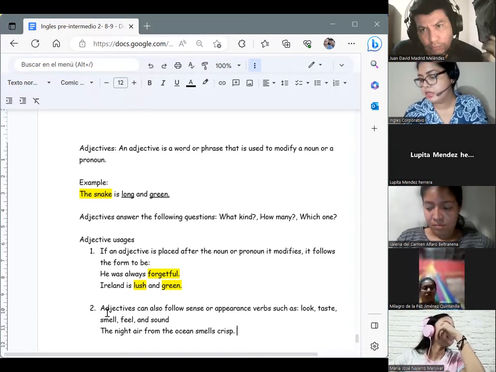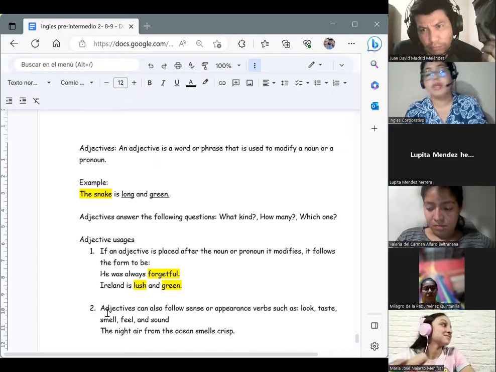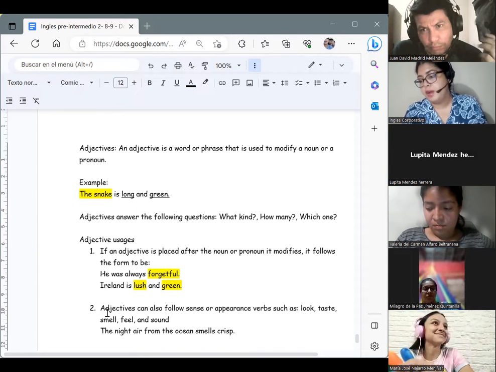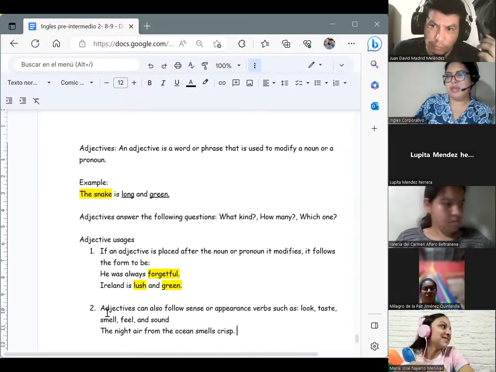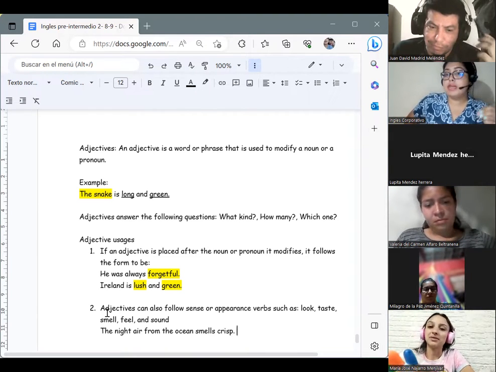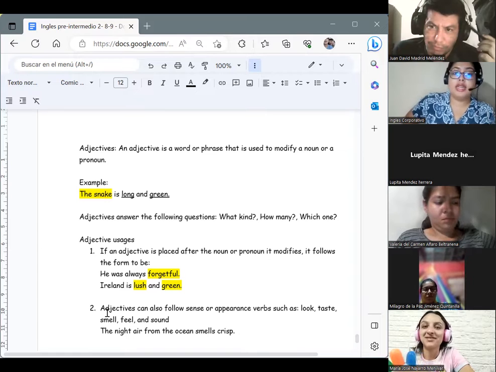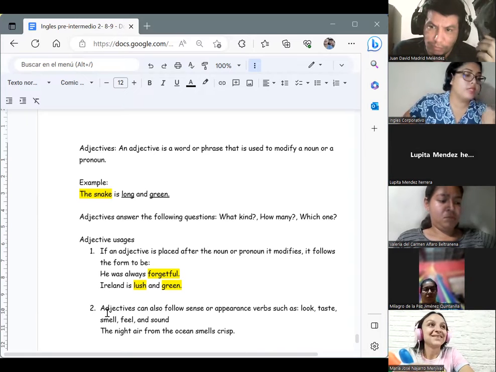Like in this case, when we're talking about crisp, we can have different meanings, but it's like very fresco. We can like that kind of smell. But we are using the verb smell. The night air from the ocean, it smells crisp. We are talking about smelling something.